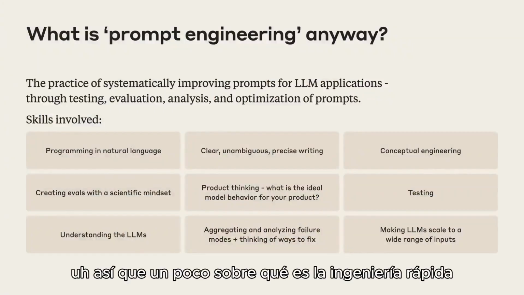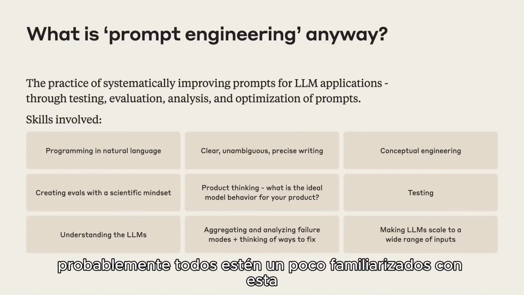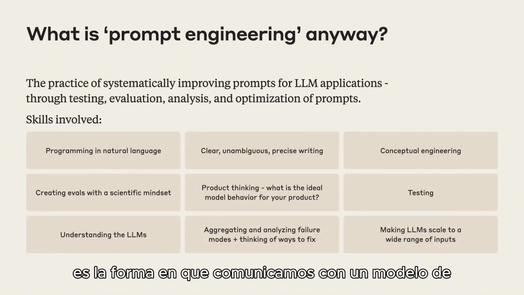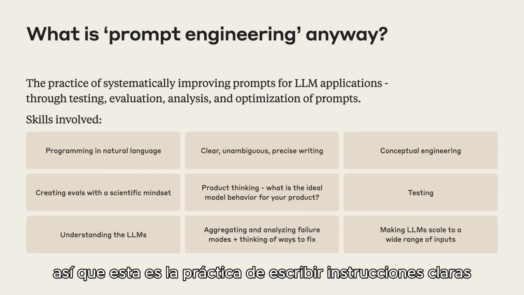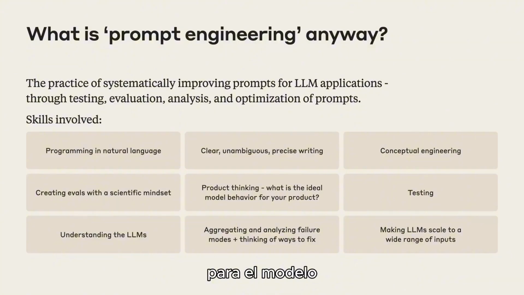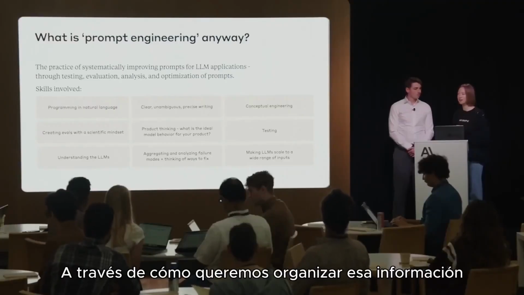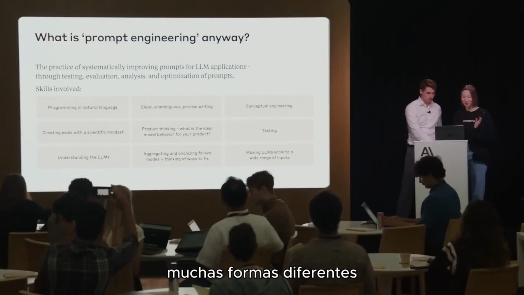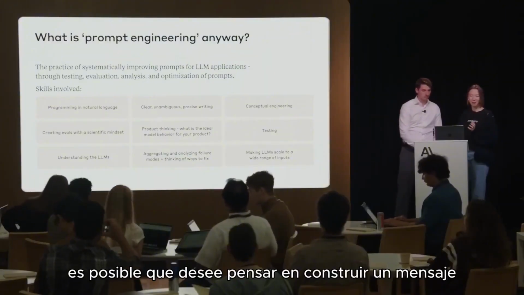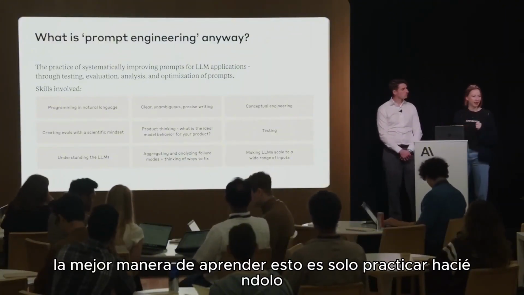So a little bit about what prompt engineering is. You're all probably a little bit familiar with this. This is the way that we communicate with a language model and try to get it to do what we want. So this is the practice of writing clear instructions for the model, giving the model the context that it needs to complete the task, and thinking through how we want to arrange that information in order to get the best result. There's a lot of detail here, a lot of different ways you might want to think about building out a prompt. And as always, the best way to learn this is just to practice doing it.